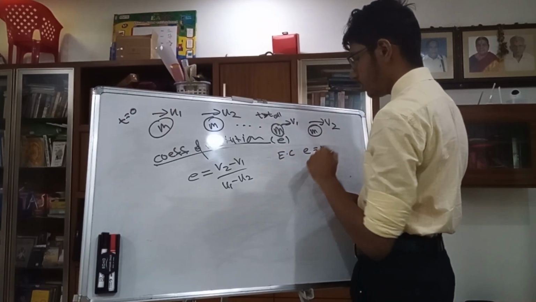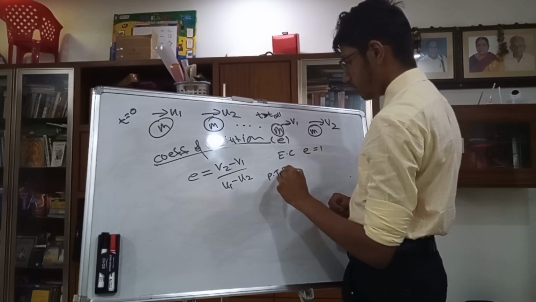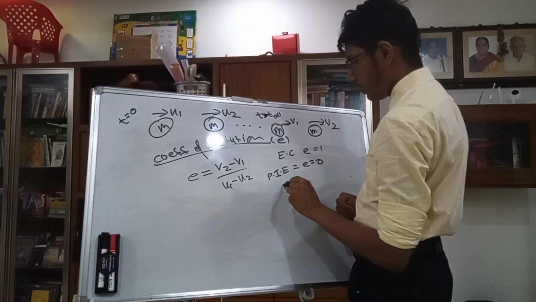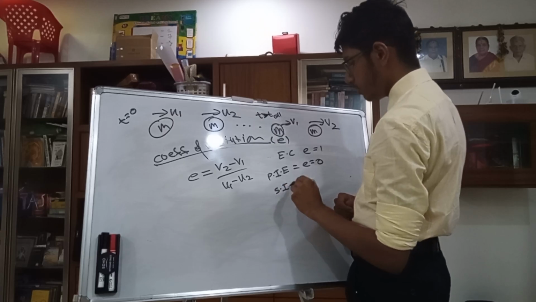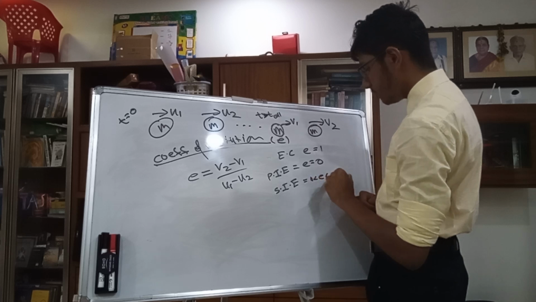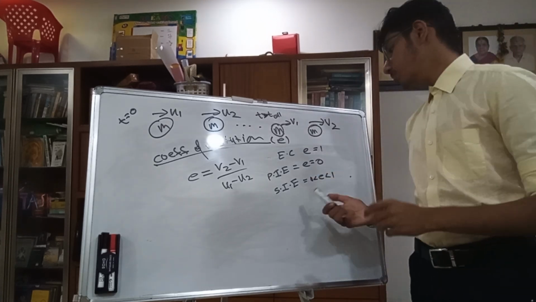E will be equal to 1. In case of perfectly inelastic collision, E will be equal to 0. For inelastic or semi-inelastic collision, E will be greater than 0 but less than 1, but never equal to 0, never equal to 1. So this thing you need to remember.